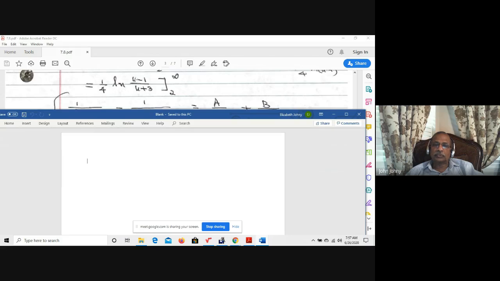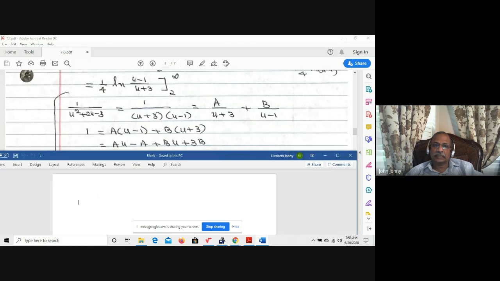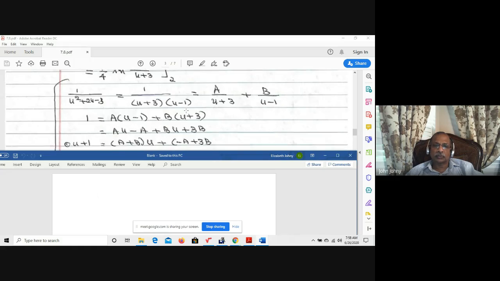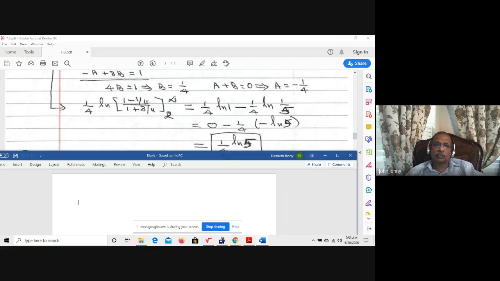If you substitute infinity directly, you get infinity over infinity, which is not necessarily 1. So you have to find the limit by dividing each term by u. So that becomes 1 minus 1 over u divided by 1 plus 3 over u. Now, the limit is from 2 to infinity. Substitute infinity first. When you substitute infinity, 1 over infinity is 0, 3 over infinity is 0.